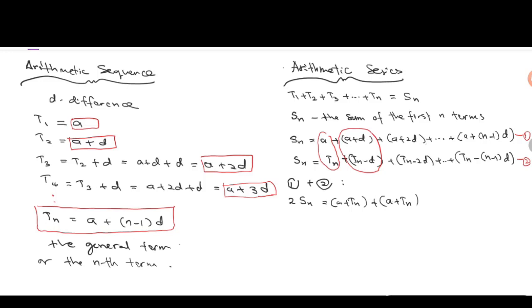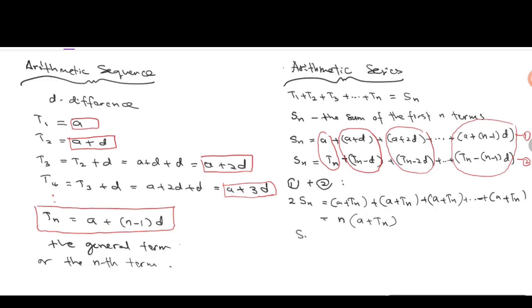For the third terms, when we add them together, we also have A plus T sub n. We will do this up to the nth term. For the last terms, when we add them together, we also have A plus T sub n. In this sequence we have n terms, so here we have n times (A plus T sub n).